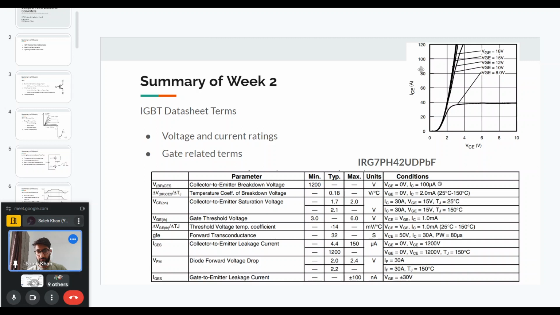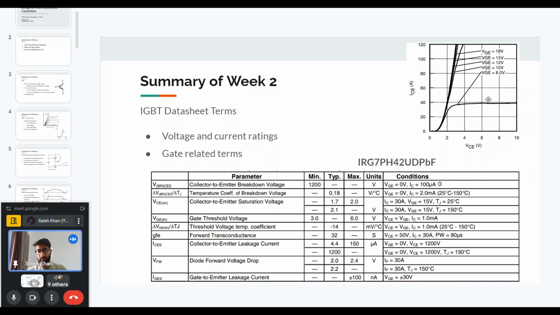So from let's say 15 volt that is given, and the current is 30 ampere, at this point the drop is around 1.7 to 2 volt maximum. So that is what is given here in the table, and it will match with the curves that are given in the data sheet later on.